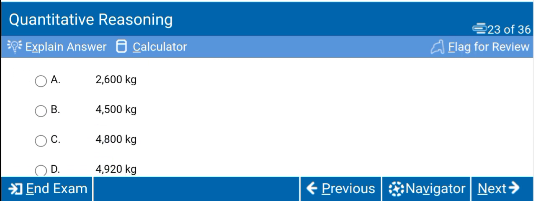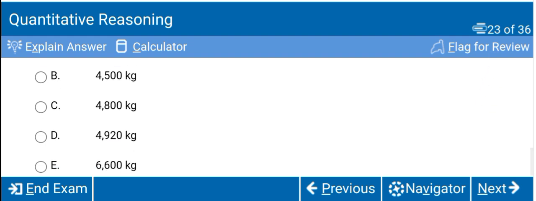Option A, 2600 kilogram, option B, 4500 kilogram, option C, 4800 kilogram, option D, 4920 kilogram, option E, 6600 kilograms. So let's see which one is the correct option.